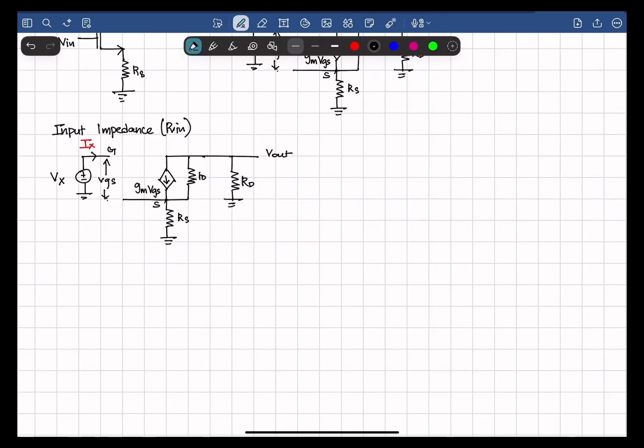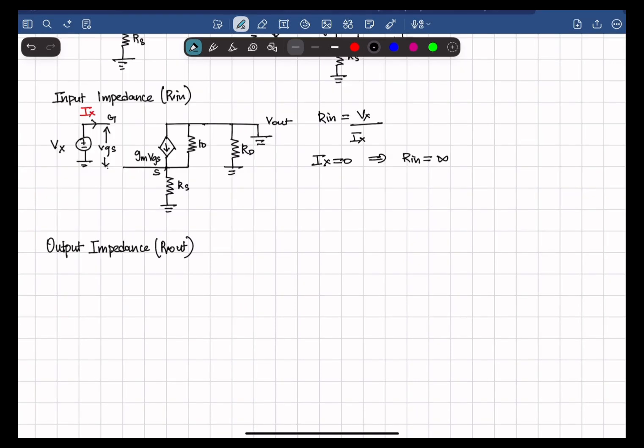Now let's find the input impedance. Input impedance Rin is given by a test voltage divided by its corresponding test current, and the Vout is also grounded. So we can see that Ix has no path to flow here. So Ix is equal to 0, which implies Rin is equal to infinity.